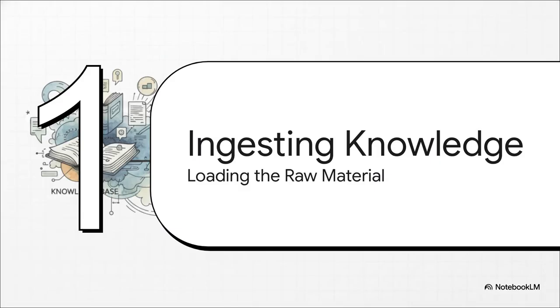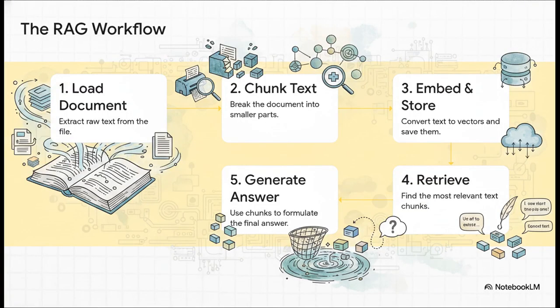So how do we fix this? Well, we build a pipeline. And that brings us right to our second section, ingesting knowledge. This is step 1, where we feed the AI the raw material it needs to learn from. And here it is, the whole workflow laid out from start to finish. It's a really elegant 5-step process.